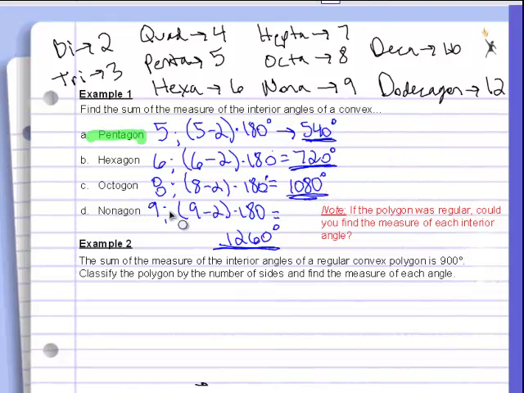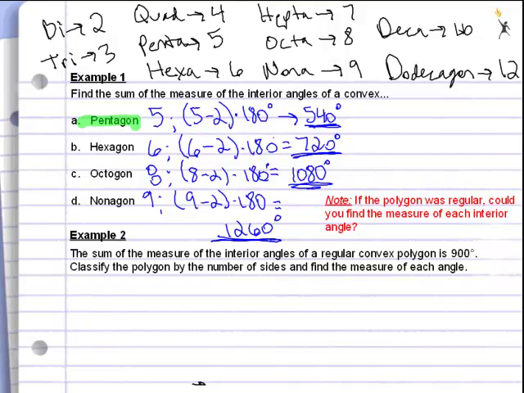Then we do the same thing with a nonagon, something with 9 sides. Excuse me. We take 9 minus 2 times 180 and we get 1260. Now there's a little note here, and I want you to think about this before you just answer. If the polygon is regular, regular meaning all of the sides and all of the angles are congruent, could you find the measure of each interior angle? You know what they all add up to be, but could you find the measure of each interior angle?